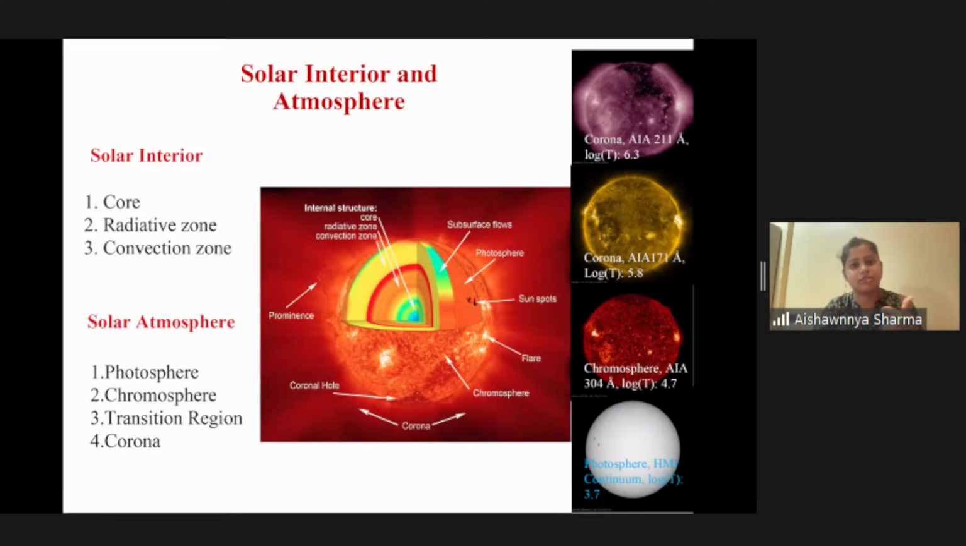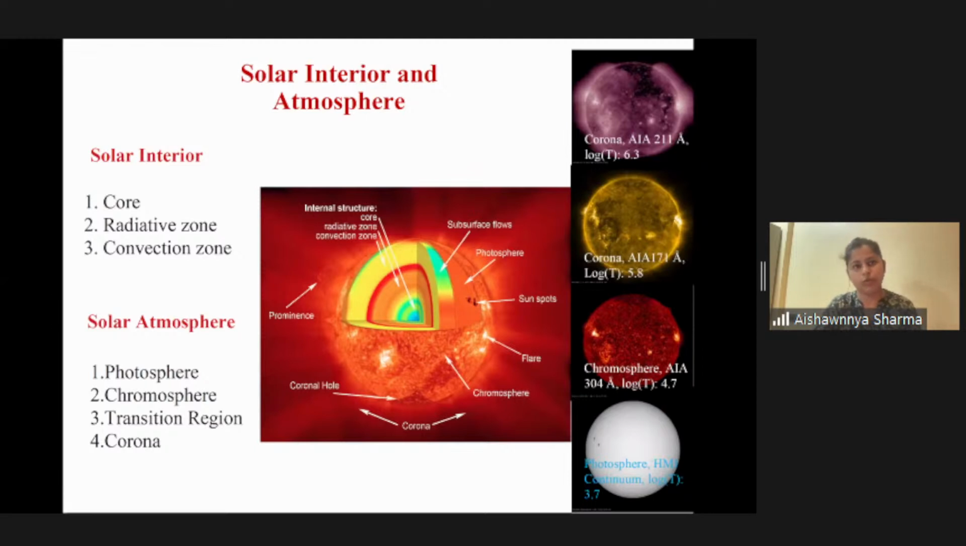Then there is conduction. Conduction is the method of energy transfer in metals, or in anything, by the vibration or collisions of atoms and molecules. And finally, we have convection, which we all are aware of, like the bubbling of water. When we heat water, the hot water rises up and the cold water goes down. That is convection. The same thing happens inside the solar interior also.